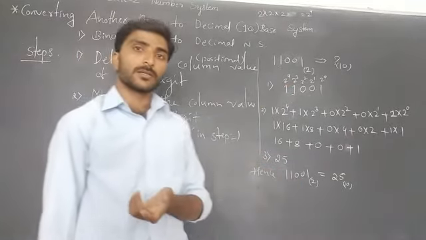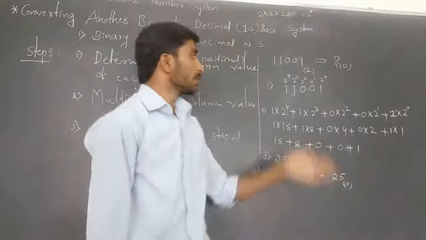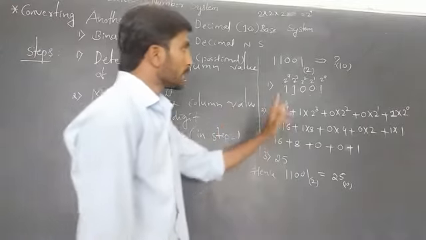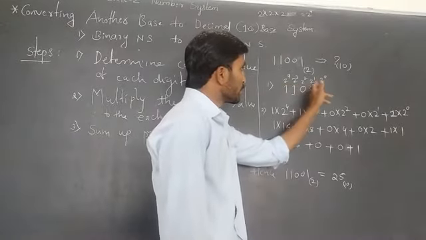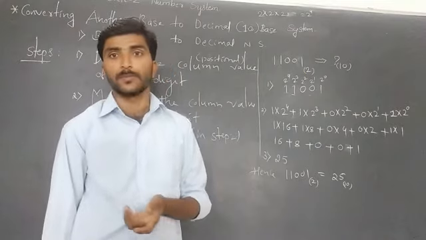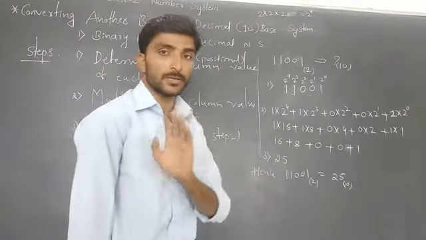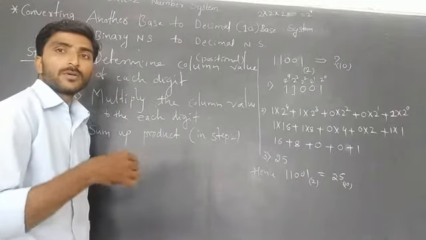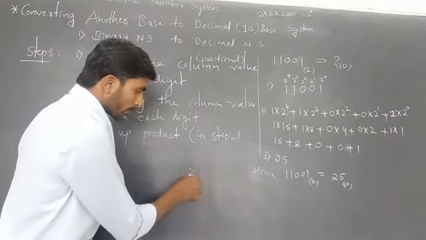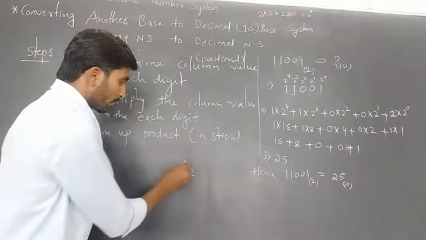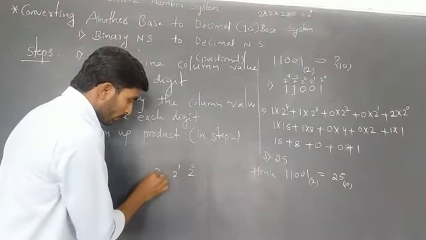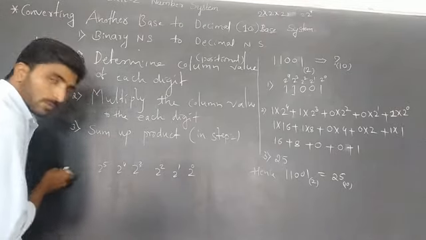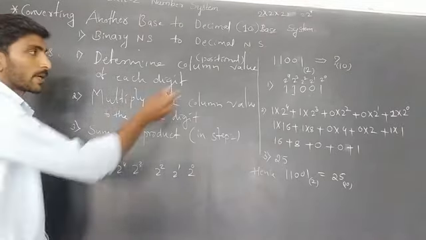If you want to convert directly without these steps, we have to understand this positional place value. How to understand the place value? Assume binary positions. How do you write them? From right to left. Okay, 2 raised to 0, 2 raised to 1, 2 raised to 2, 2 raised to 3, 2 raised to 4, 2 raised to 5, and so on. Okay, directly you can write the answer.